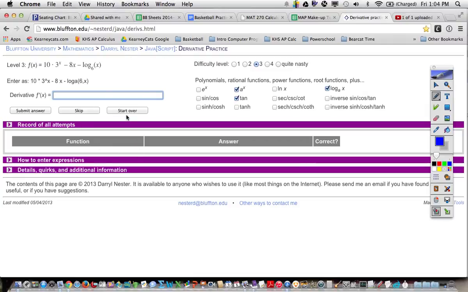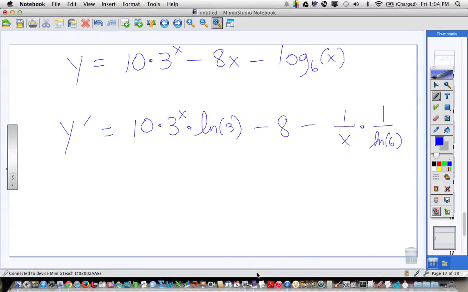Okay, any questions there? Now the 10, this is not a product rule here, right? The 10 is just a number multiplied in front. It just hangs out there. Like if you had 10 sine x, the 10 just hangs out there. So it's 10, the derivative of 3 to the x is 3 to the x times ln 3. There's no derivative of the inside because that'd be 1. 8x, derivative is 8, and then log is just 1 over x times 1 over ln 6.